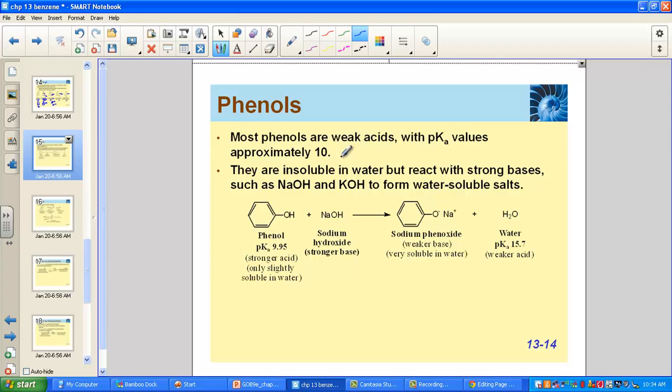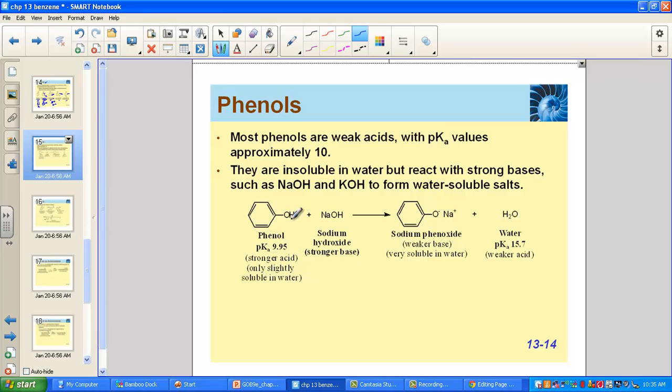Most phenols are indeed insoluble in water, but they react with strong bases such as NaOH or KOH, potassium hydroxide or sodium hydroxide. And when they do so, they form water-soluble salts. Phenol has a pKa of 9.95, which means it's slightly stronger than a pKa of 10, but not by much.